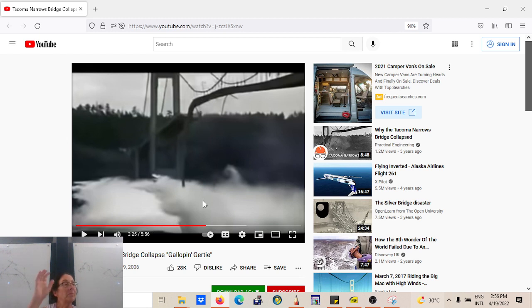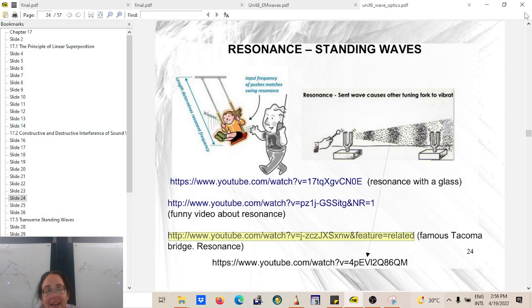So the military people learned that when they are marching, they should not march in step when they cross a bridge. Because if they do it at the right frequency, they're going to excite the bridge and they can break the bridge and everyone falls. So you can do that with music.